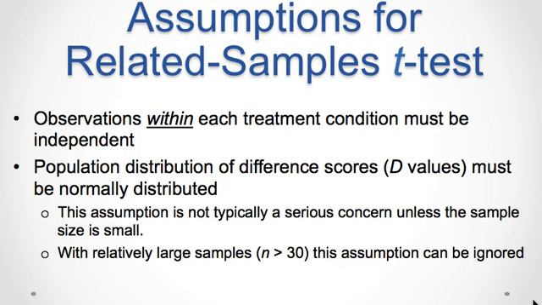One last slide for related samples t-tests. The assumptions that must be met in order for us to conduct a related samples hypothesis test are independence of observations within each treatment condition and normal population distribution of difference scores.